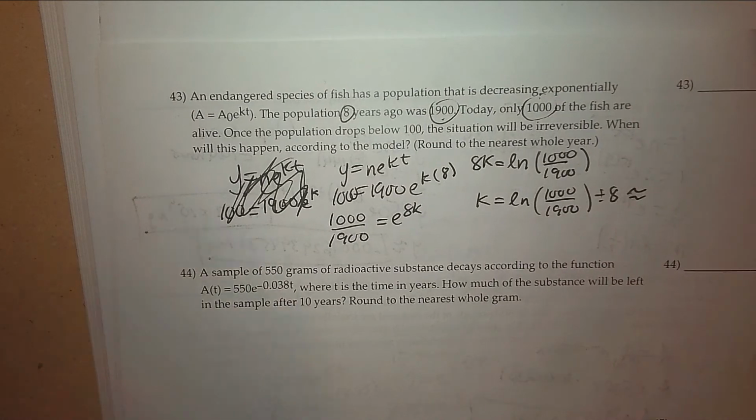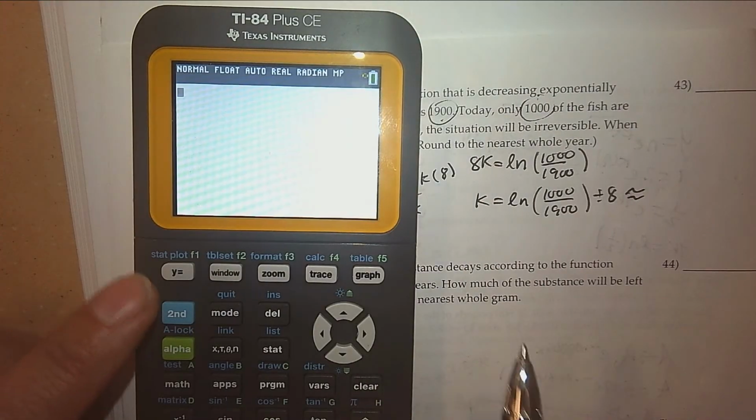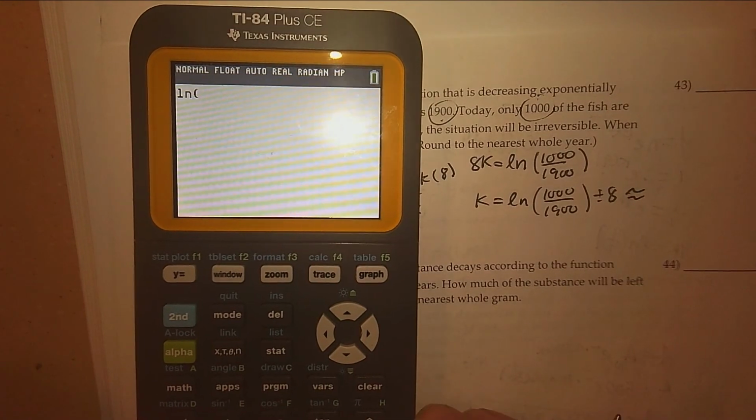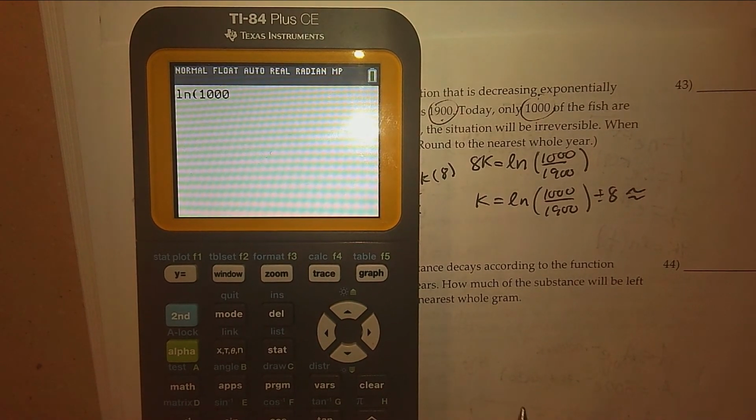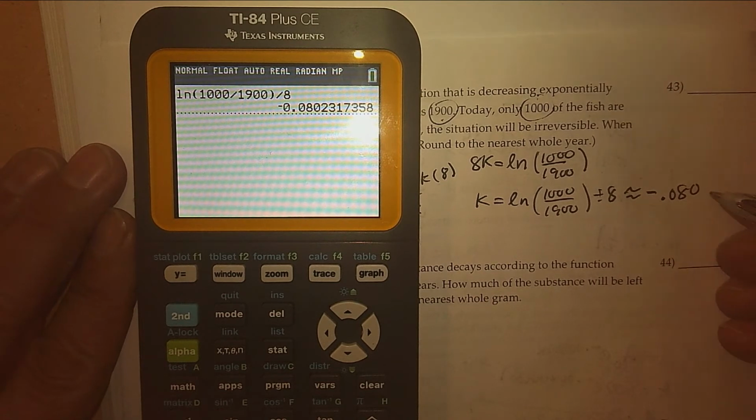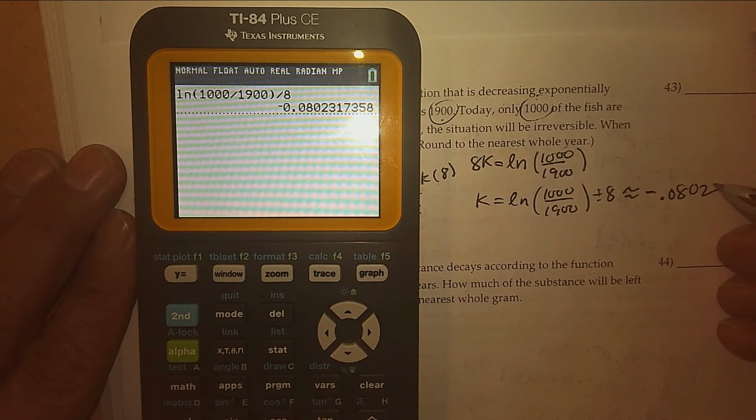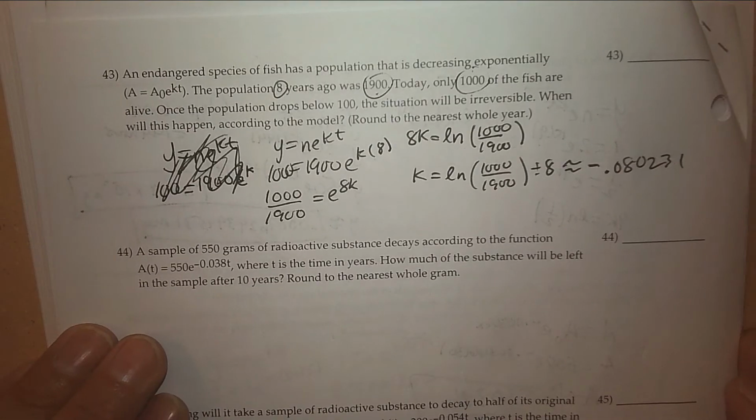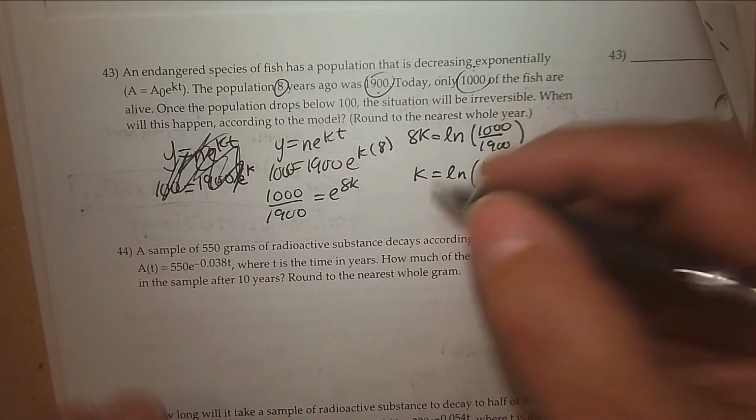So I'm just going to write it as a decimal and then use that number for the next step. So ln 1,000 divided by 1,900 divided by 8. So it's negative because it's decreasing. So I'm just going to use this number right here. The more decimals you keep, the more accurate the answer is going to be. So now I can do what I was trying to do before.